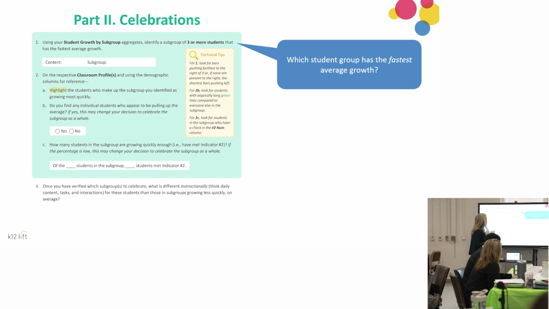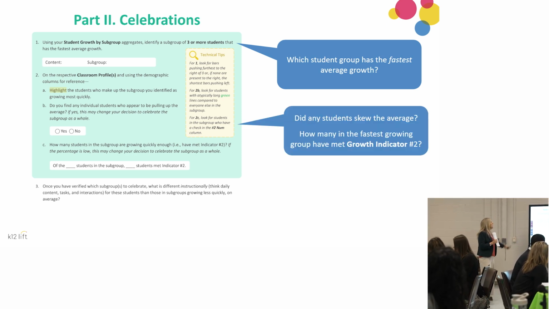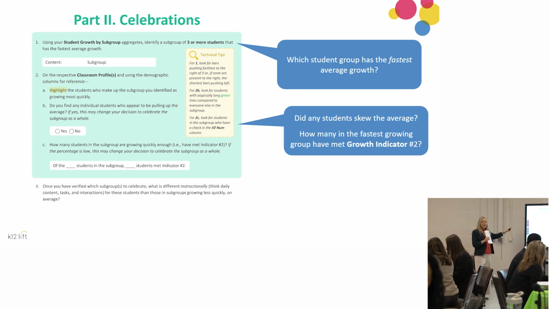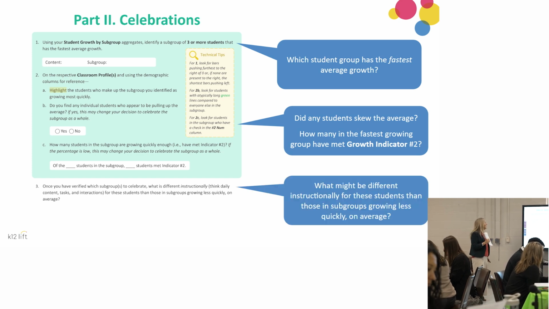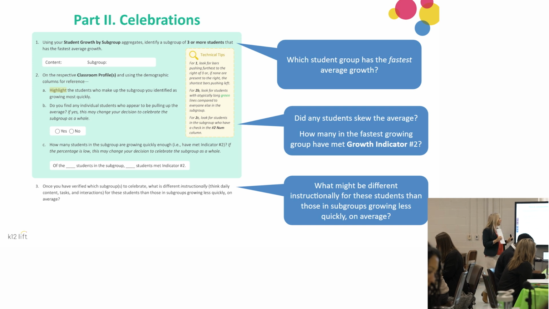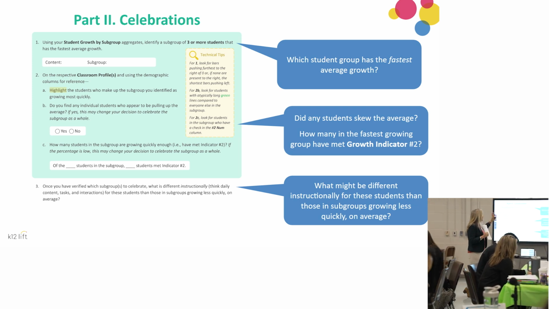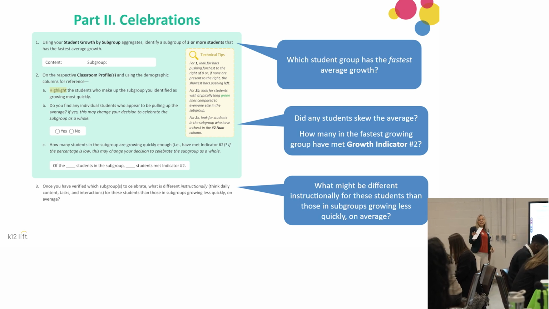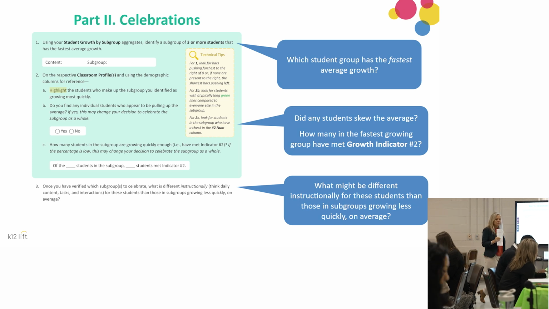So I want you to consider what student group has the fastest average growth. Did any students skew that average? How many of them have met growth indicator 2 in that subgroup? And what might be different instructionally for these students that's different than the other subgroups? So answer these questions in box 2 using the data that's in front of you. Make sure you're checking out that subgroup report first.